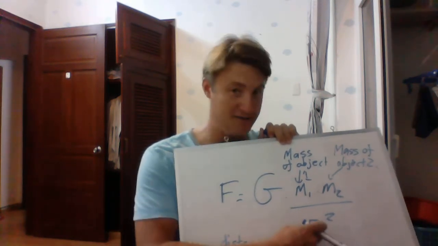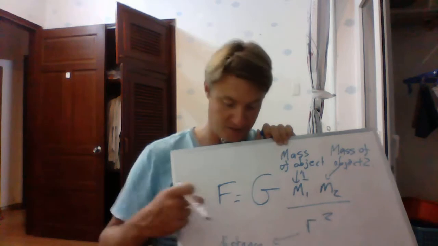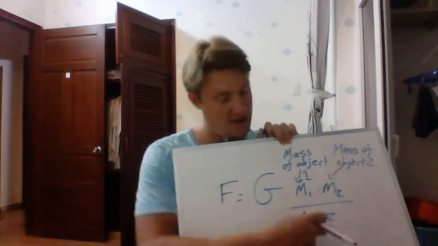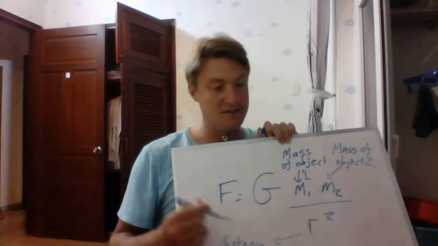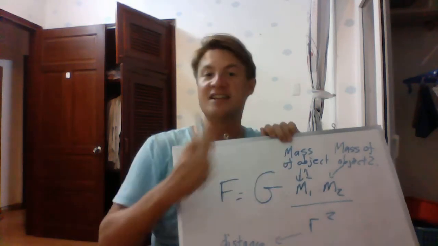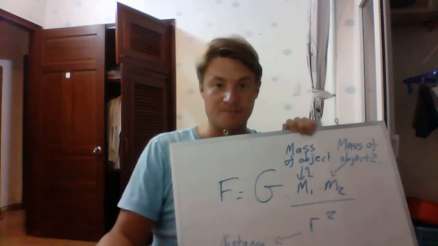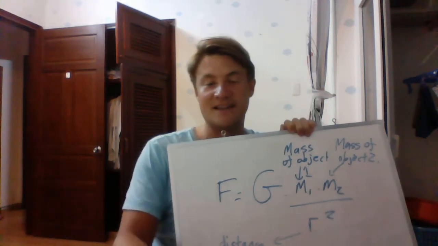If this becomes 3 times bigger, then the force becomes 9 times smaller, and so on and so forth. So this basically means that the force of gravity gets a lot smaller the further away the two objects are from each other. So there we go, that's our first question.